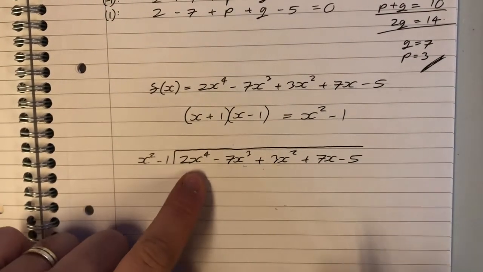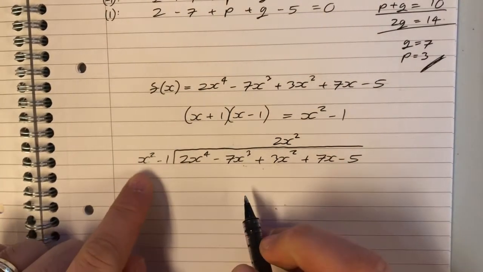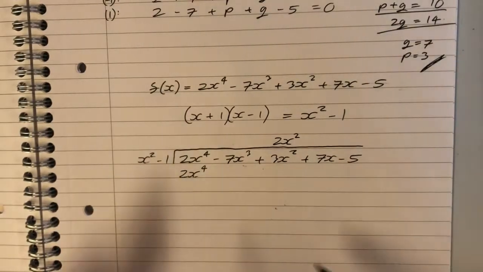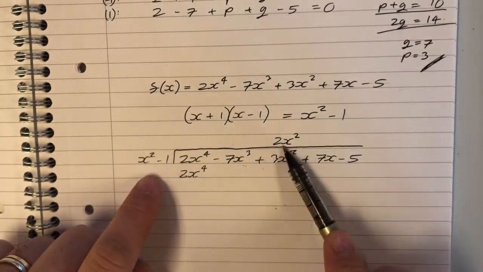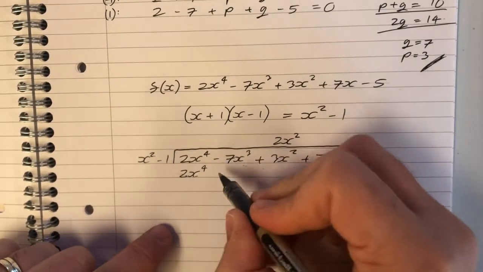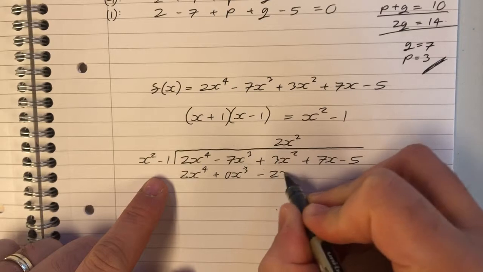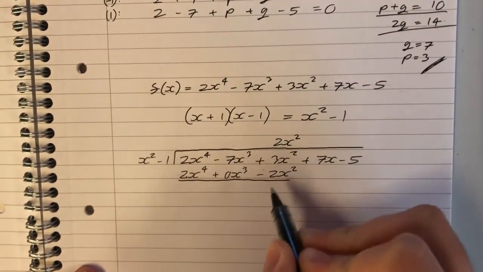What times x squared to get to 2x to the 4? Well, that's 2x squared, so I'll put it in the squared column. That times that gives me 2x to the 4. And again, similar to the previous example, I've now got no cubic term, because this times this, there's no cubic. But I still need to put it into play. And I'm going to get a minus 2x squared. Okay, like so. And now I subtract the 2.